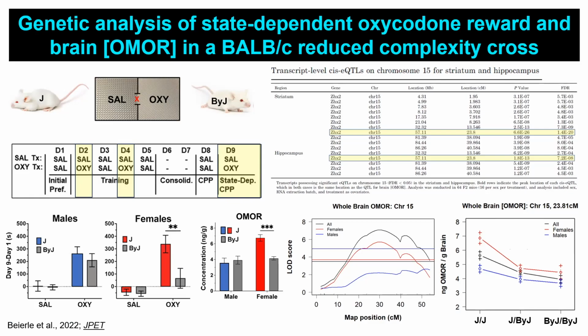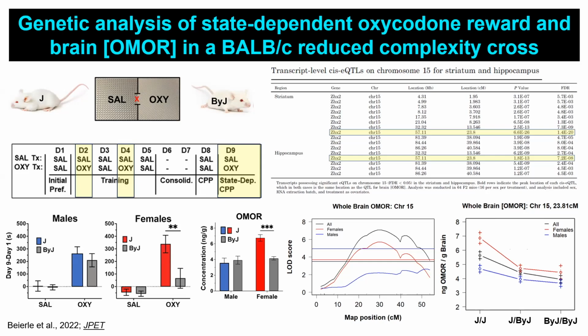So what we found was, if you look at state-dependent conditioned place preference, that is, if we paired oxy a couple of times, and then under the influence of the drug, we asked the mice which side they like better, we see a robust strain difference, specifically in the females. You'll see that the BYJs don't show any state-dependent reward expression, but if you give the J females oxy, they make a beeline for the oxy-paired side and show a very strong preference. This got me thinking, perhaps there's something to do with entry into the brain, pharmacokinetics, that could be serving as a cue to mediate this behavior. We didn't see it in the males, notably.